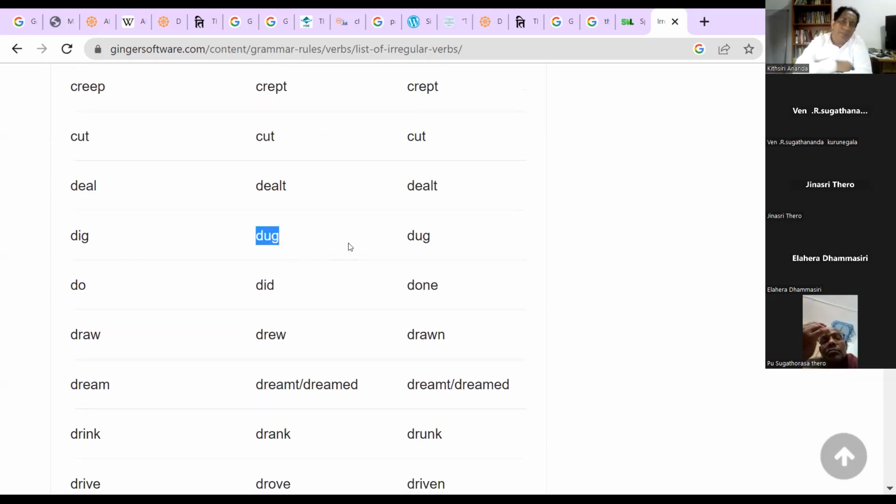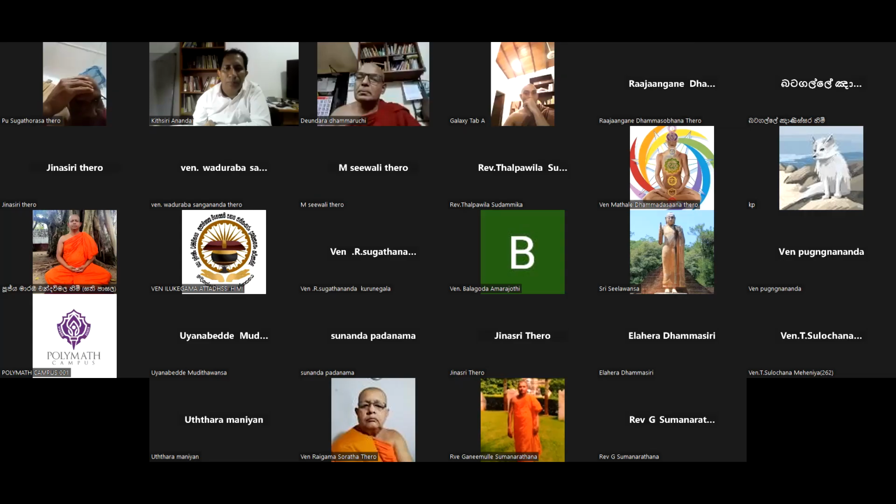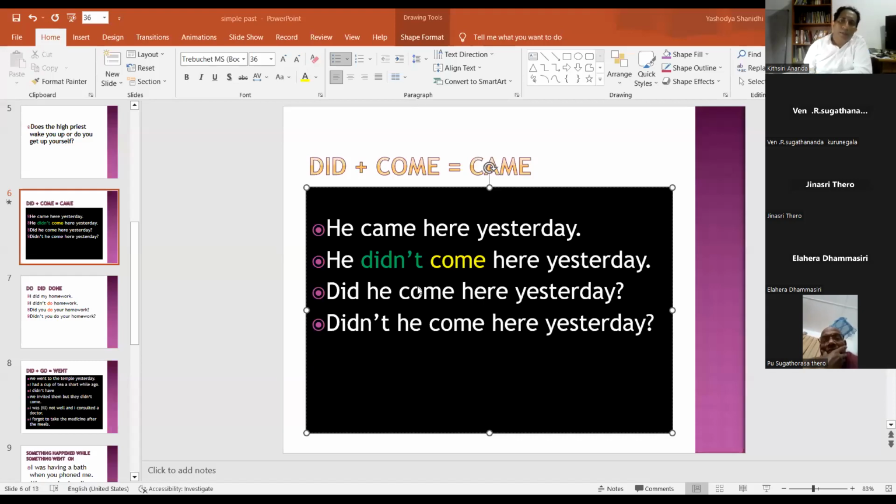We dug a pit so that we can put all our dirt and rubbish. They did the exam last year. Likewise, we can go for making sentences. So we can take many sentences. Likewise, you can go for negatives as well as interrogatives.